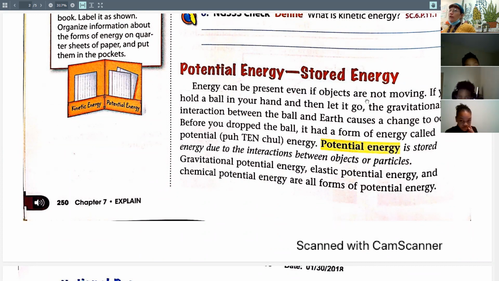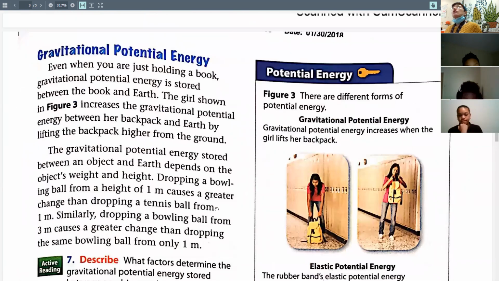I'm going to break that down even further. It has the potential to move, but it has not moved yet. Right? It's stored. It's not moving yet, but it could possibly move. Gravitational potential energy, elastic potential energy, and chemical potential energy are all forms of potential energy. So we're going to write these all in our foldable, and I'll go over specific examples, okay?